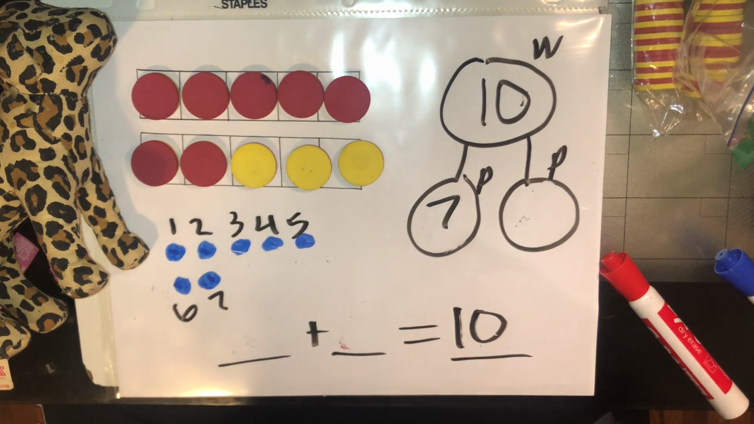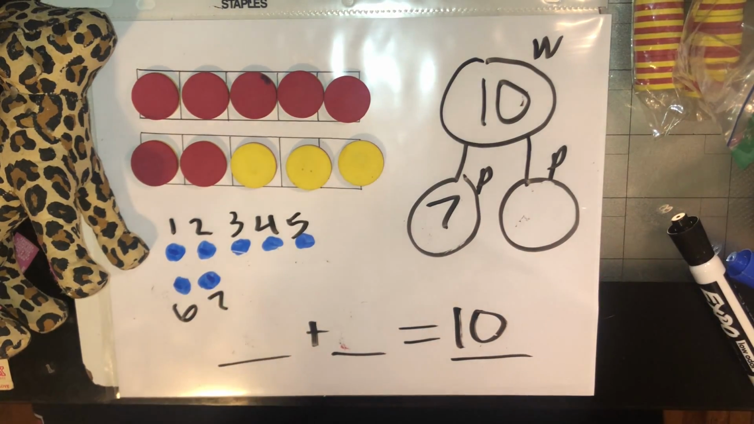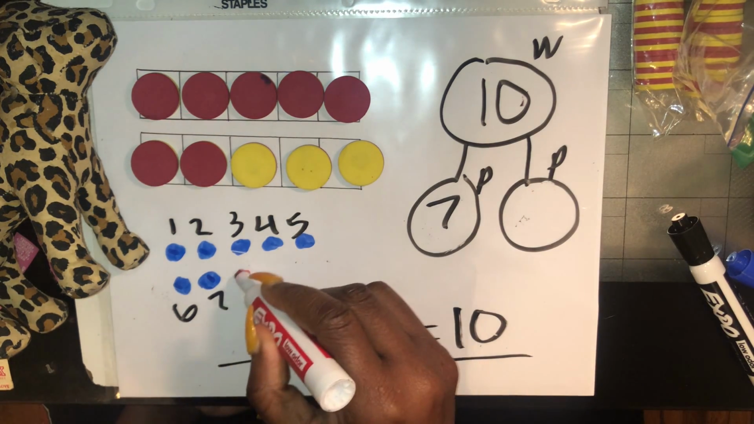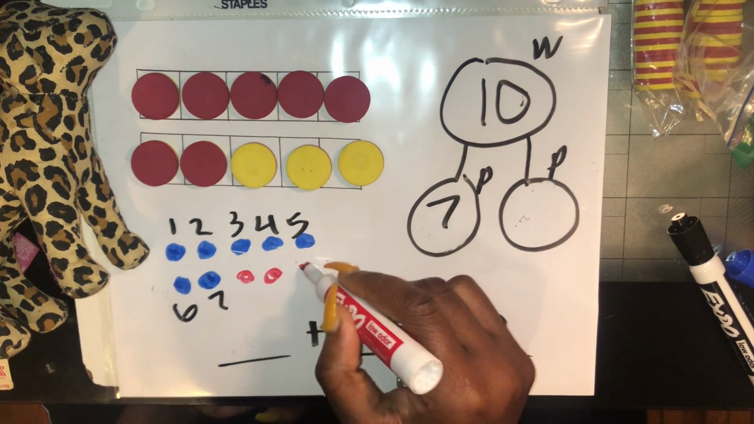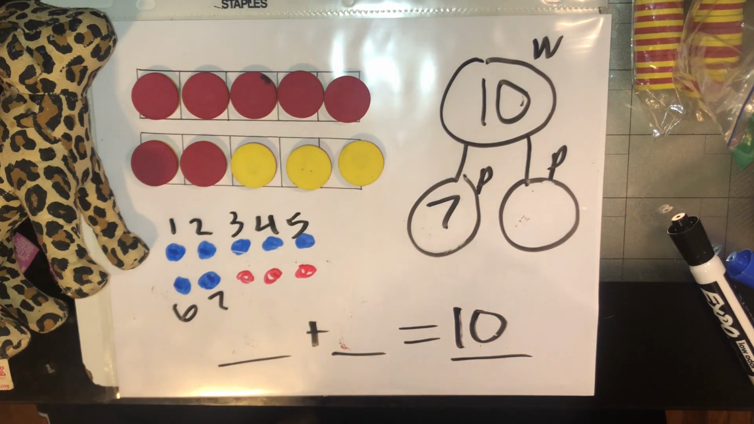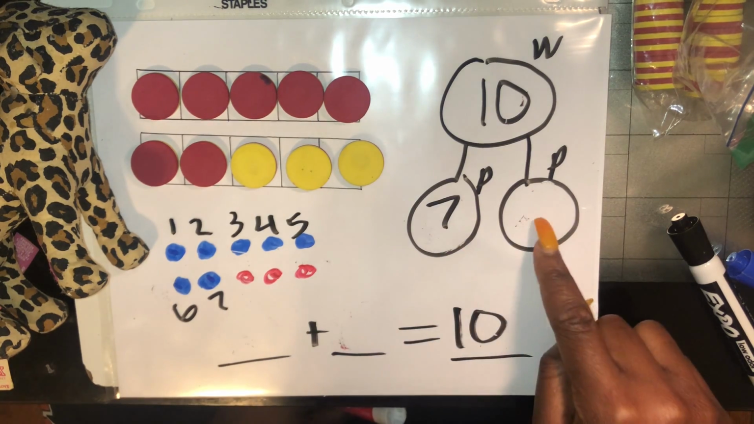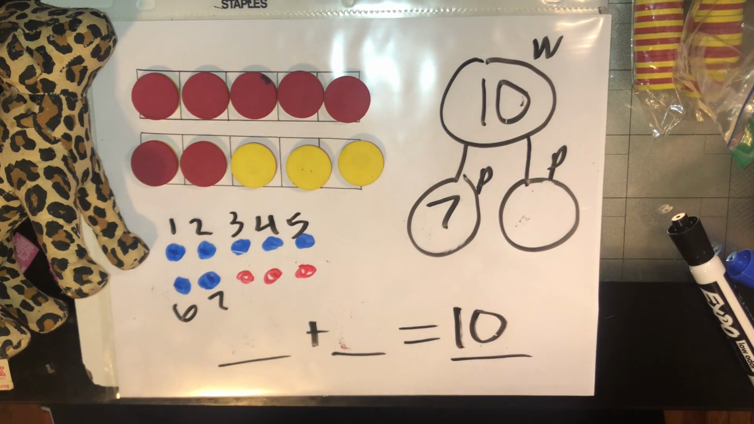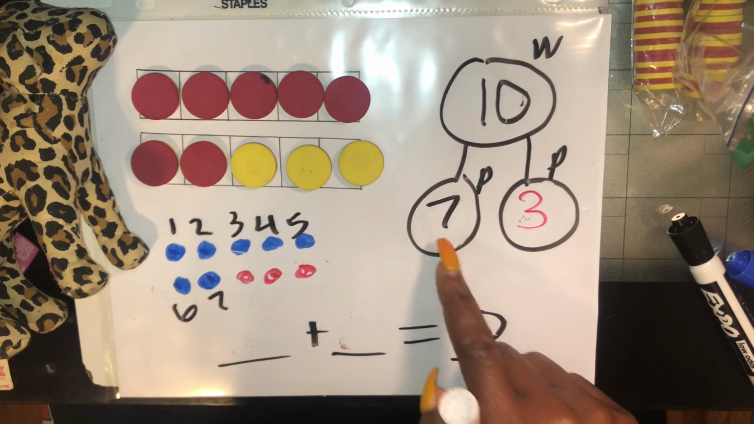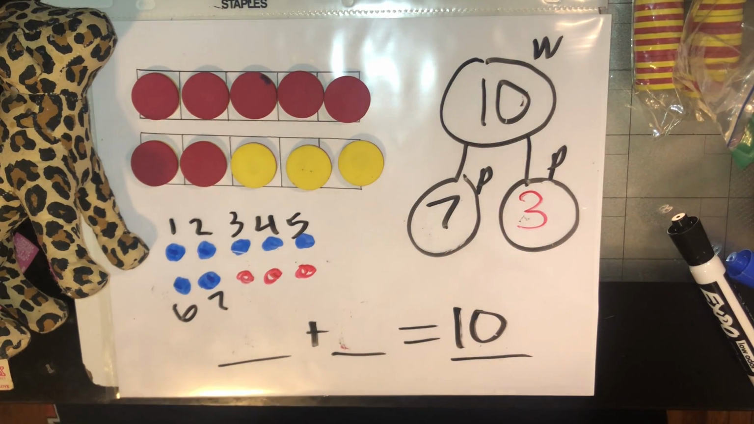And now let's try down here. I already have 7. How many more do I need to make 10? 7, 8, 9, 10. See? Because now I have 10 and I added 3 more. So I need to get to 10. I already have 7. How many more should I draw? 3 more, because 7 plus 3 equals 10.